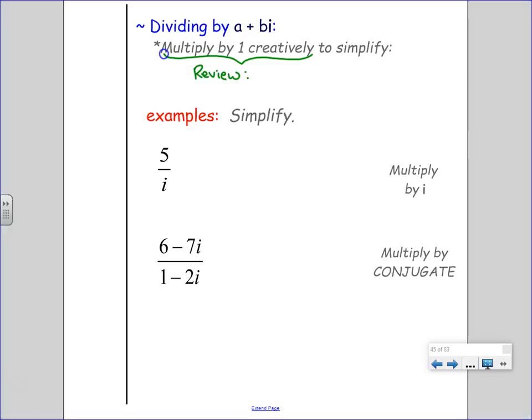We're not reviewing dividing complex numbers. We're just reviewing what it means to multiply by 1 creatively. And our review is going to be common denominators or rationalizing.